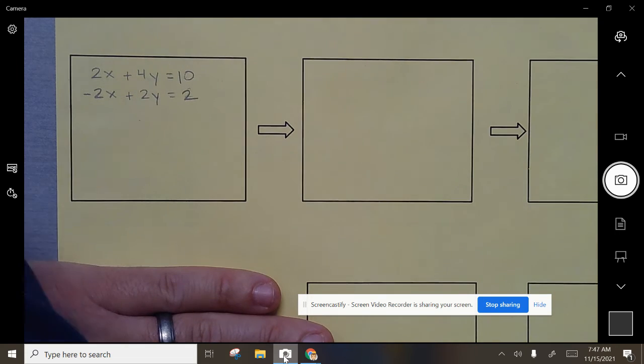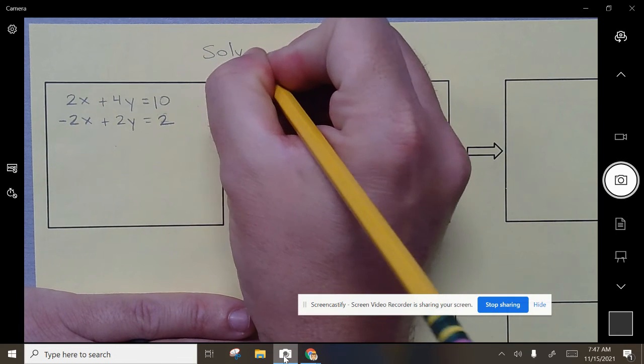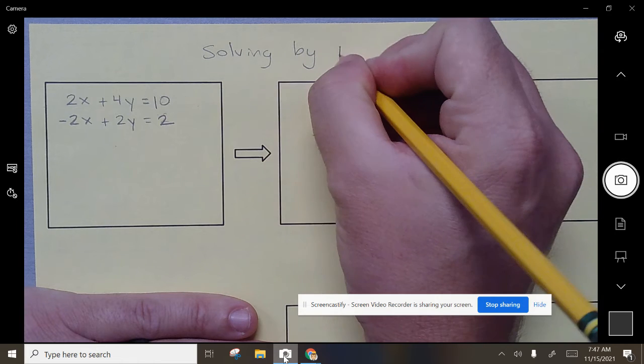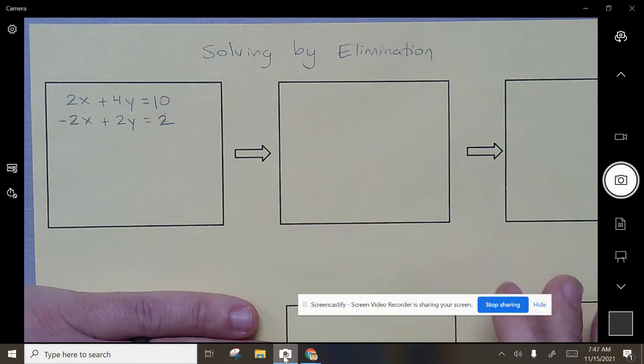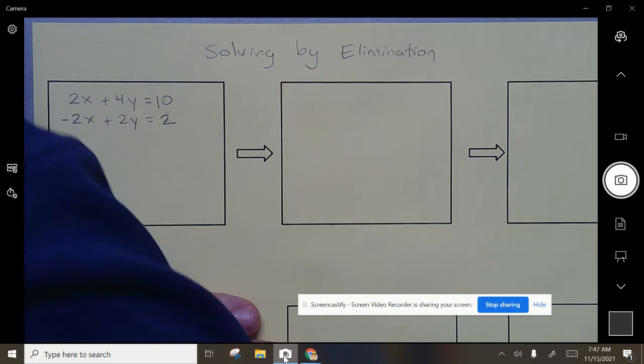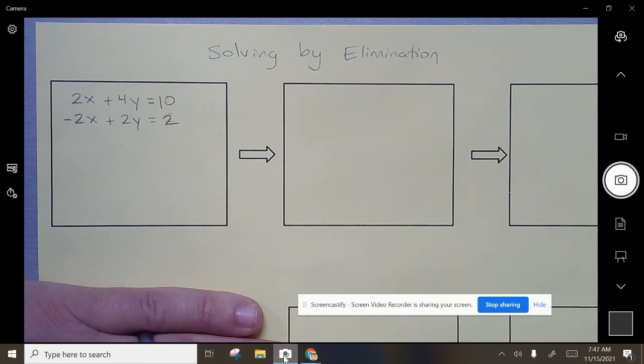This is a new way of solving systems. Write this down, solving by elimination. Okay, solving by elimination. So for these steps, it's a little trickier, but honestly, I think this is a little easier to begin with, and at the end, it can get a little tricky.